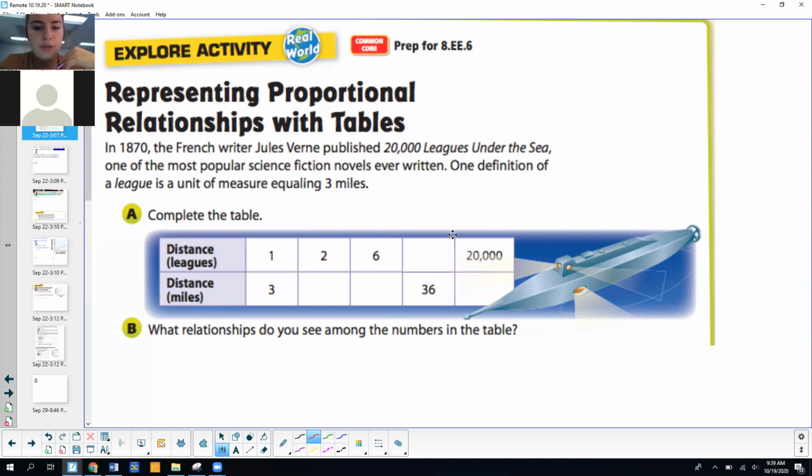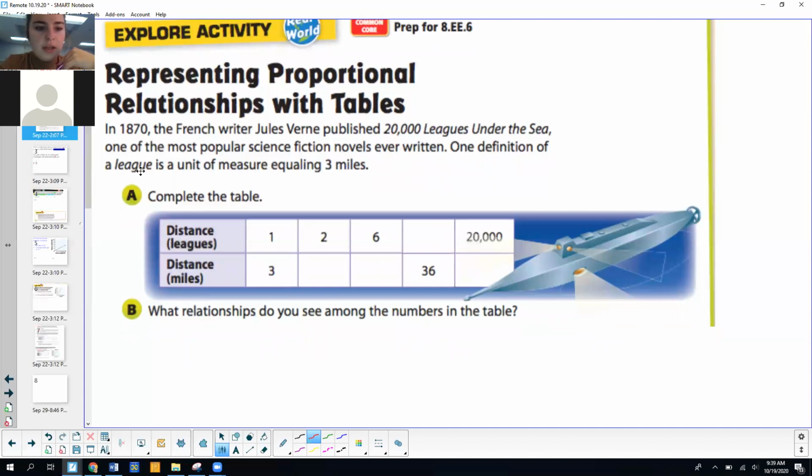So this is asking us to complete the table. So this is saying one definition of a league is a unit of measure equaling 3 miles. So 1 league, and we'll see here, it says distance in leagues, 1 league equals 3 miles. So we need to finish the rest of the table. So if 1 league equals 3 miles, 2 leagues, so we get 3 by doing 1 times 3 equals 3. So 2 times 3 is going to give us 6. 6 times 3 is going to give us 18. And then we've got 36.